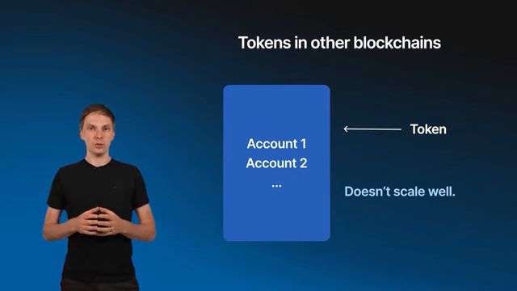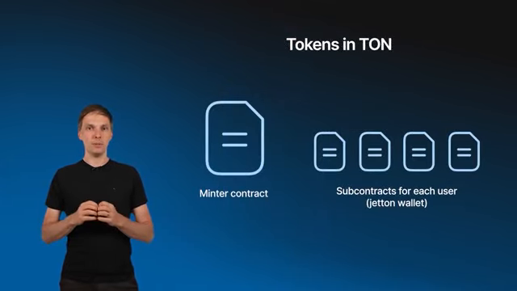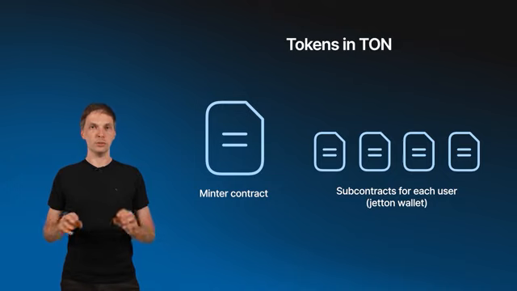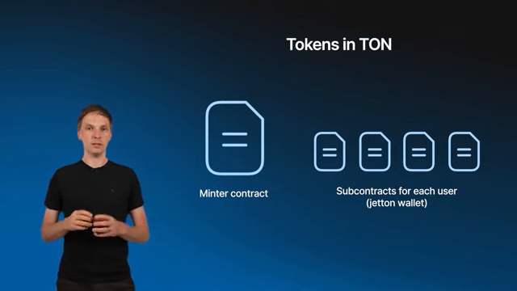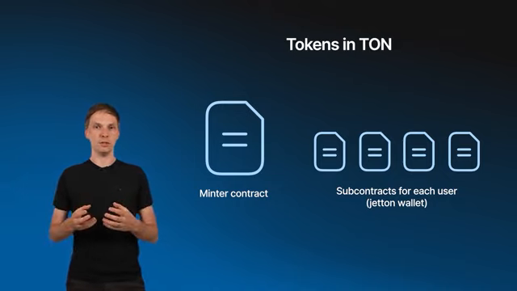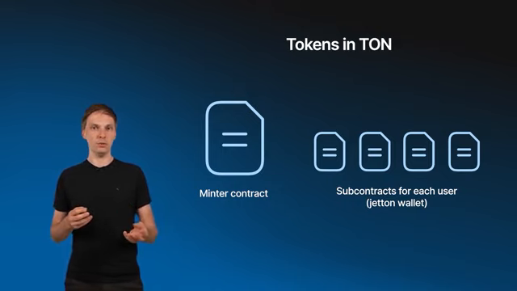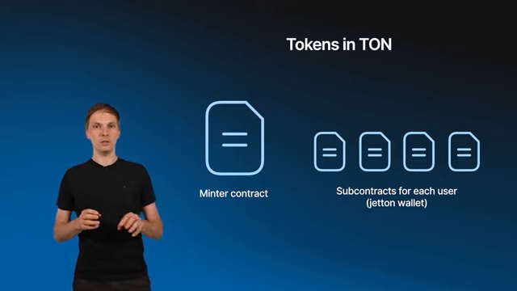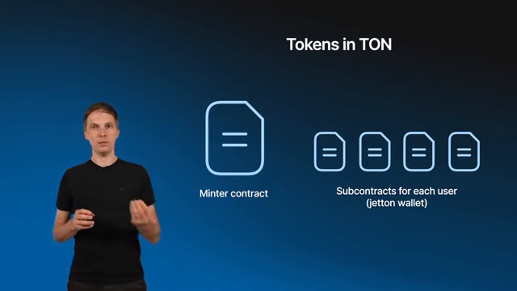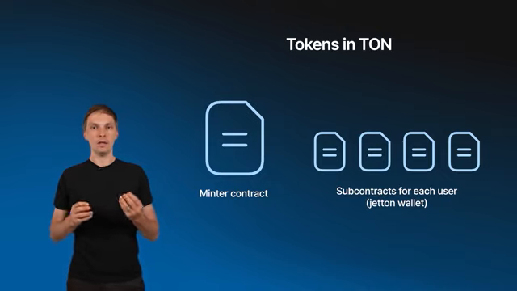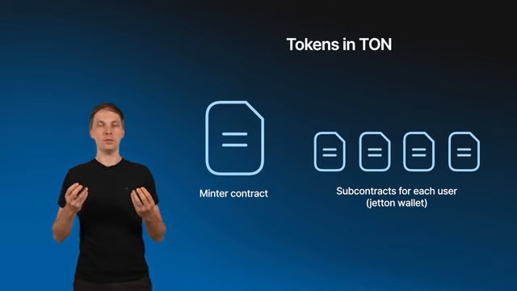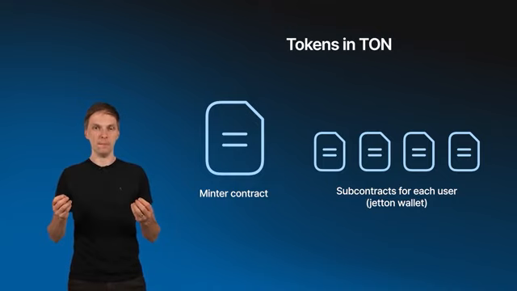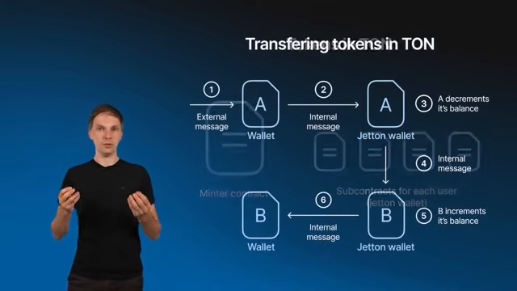Now, what is the TON approach? In TON, the tokens are implemented as distinct contracts, one contract per user plus a separate minter contract that provides the interface for creating new units of the token. The contracts per user are called Jeton wallets. And the job of those Jeton wallets is to hold the balance of a token for each individual user. And they have a very interesting trick to authenticate transfers between them, because this is what happens in those tokens.